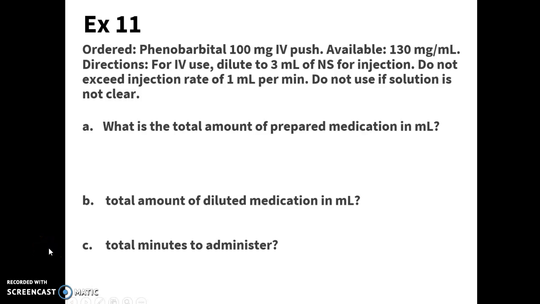Example 11 says we have an order for phenobarbital 100 milligrams IV push. It comes available 130 milligrams per milliliter. Now our directions say that for IV use, we need to dilute to 3 milliliters of normal saline for injection. Do not exceed an injection rate of 1 milliliter per minute, and do not use a solution if it is not clear.